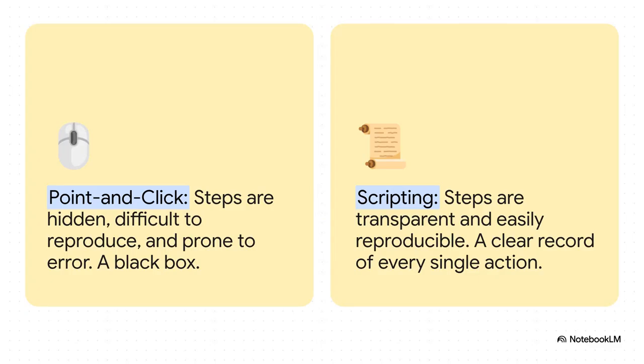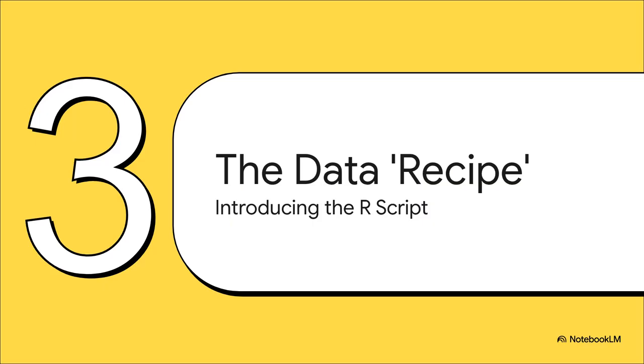So let's just lay it out, side by side. On one hand, you've got your point-and-click tools. Every step you take is hidden. Reproducing your work is a nightmare, and it's so easy for little manual errors to sneak in completely unseen. But then you've got scripting. It's the total opposite. Every single thing you do is written down as a clear instruction. The whole process is transparent, anyone can reproduce it perfectly, and you have a crystal clear record of every single action you took. No more black boxes. And this, right here, is where a tool like R completely changes the game.